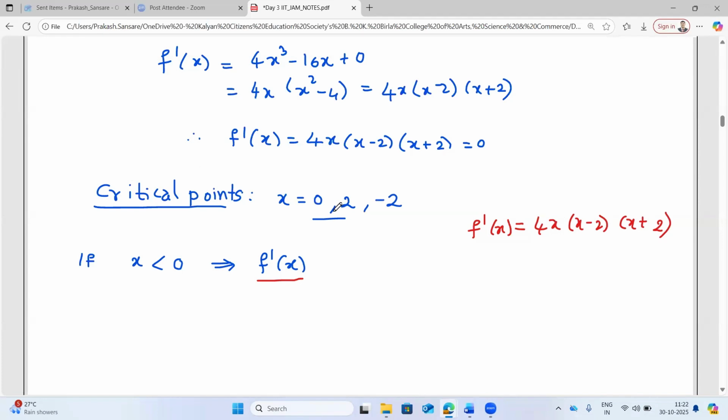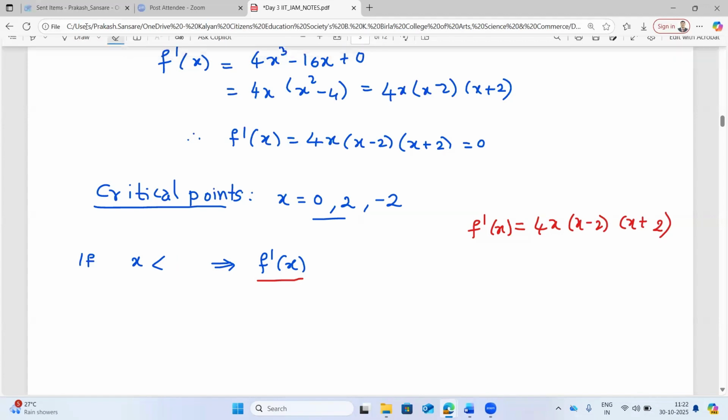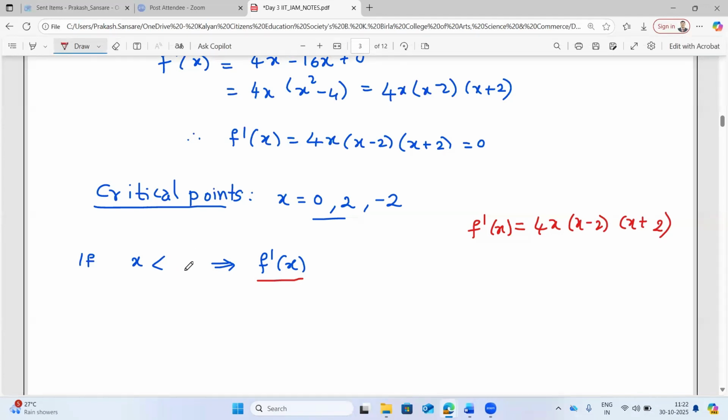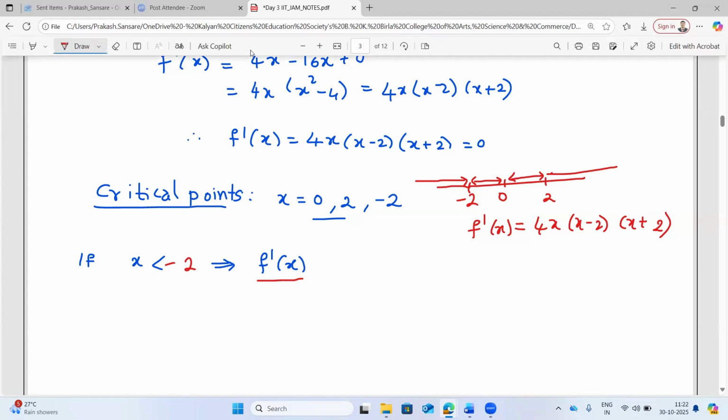Maybe I should take 0, 2, minus 2. I should start with, I'm sorry, minus 2 first on the real line. This is 0, this is minus 2, here it is 2. So I will first cover points below minus 2, then from minus 2 to 0, then from 0 to 2, and then all the points after 2. So I should start with x strictly less than minus 2 first.